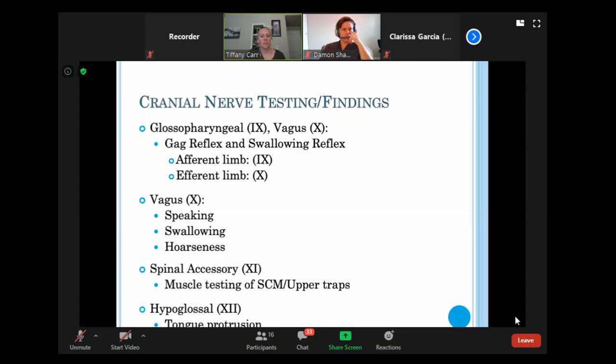The vagus nerve is going to be involved with speaking, swallowing, and hoarseness. If you have any of those that are being affected, you'll know that the cranial nerve 10 is most likely involved. Muscle testing of the sternocleidomastoid and upper traps is going to be associated with the spinal accessory nerve, and the hypoglossal is that tongue protrusion, and knowing which way that tongue is going to deviate, and spastic versus flaccid.